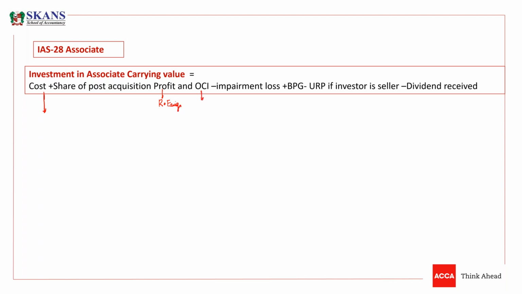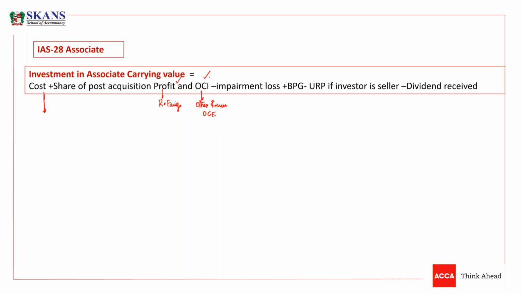And then we pick other comprehensive income. Other comprehensive income means other reserves. You can say other components of equity, other reserves. We usually call it other components of equity. So you need to pick the share of profits and the share of OCI. This is something you need to explain: we are going to apply the equity method on investment in associate, and initially we will recognize this at cost, and then we will add the share of post-acquisition profits and OCI. And if there is any impairment loss, we need to deduct.